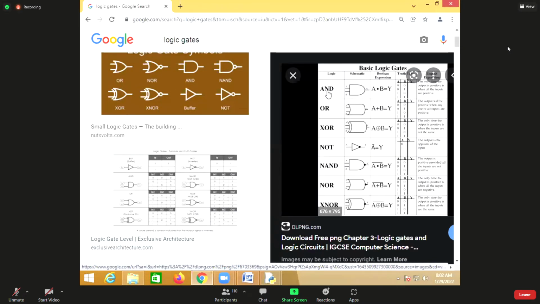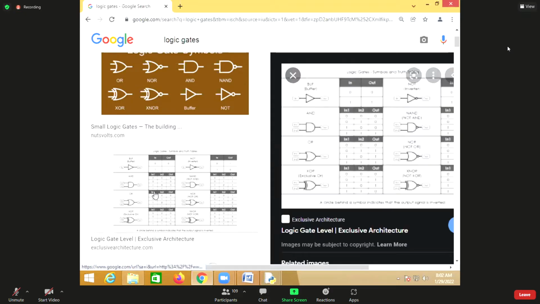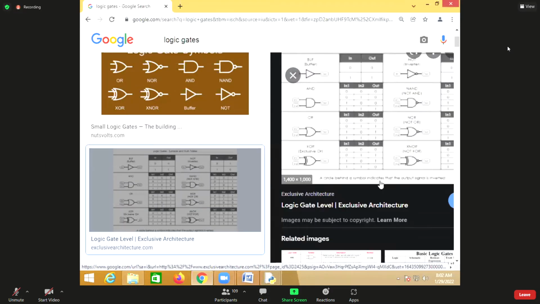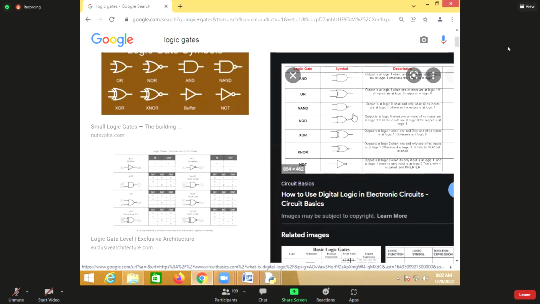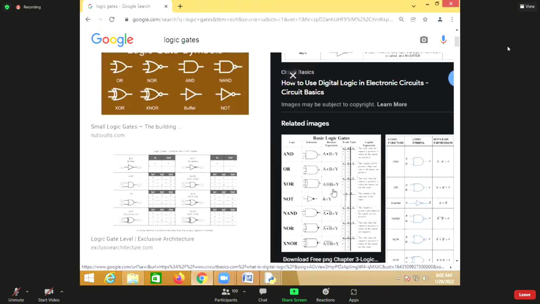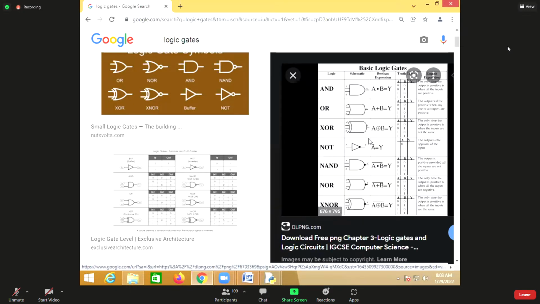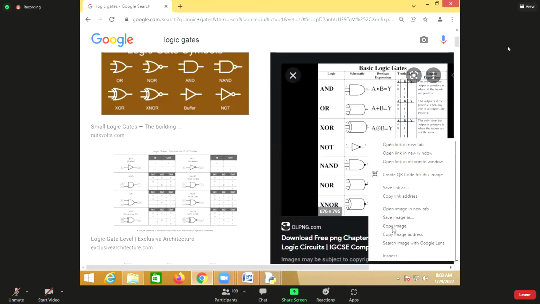Now, which one is this? AND gate. And this is OR gate. And this is what here? Exclusive OR gate. And this is a NOT gate. And this is NAND gate. And this is exclusive OR gate. And this is XNOR. So this is also there. You can take any of these, which you can understand. Let us copy this image here.